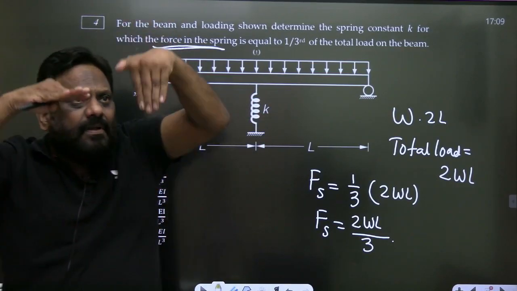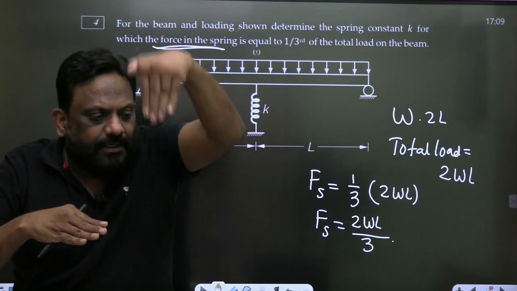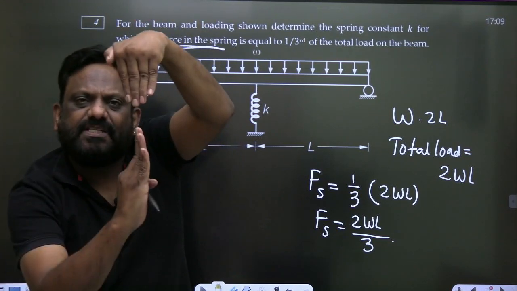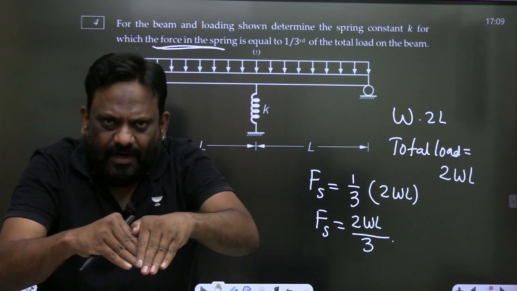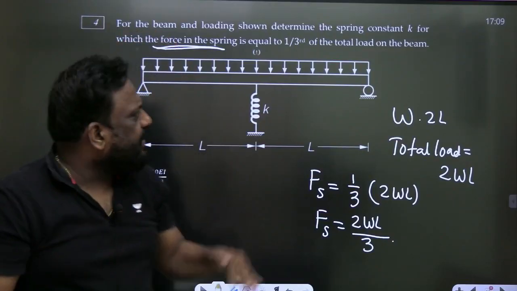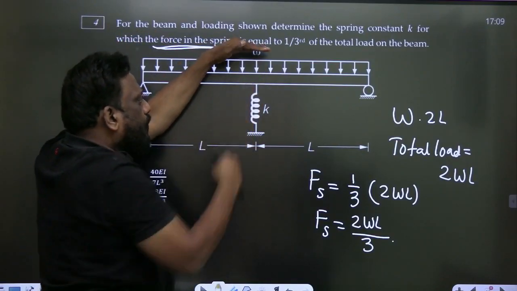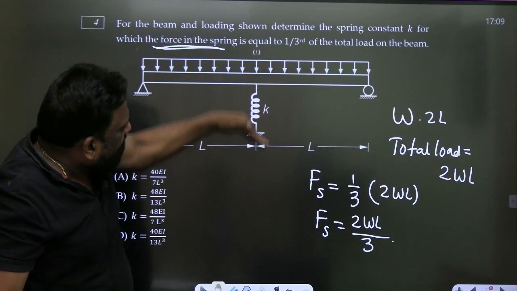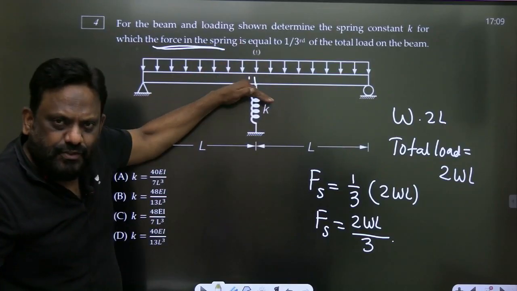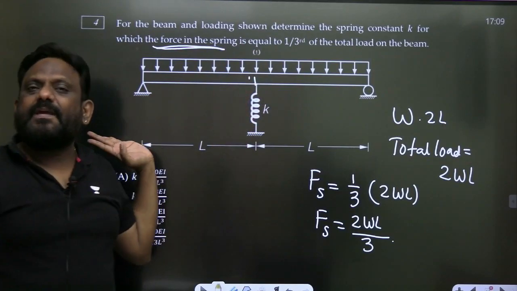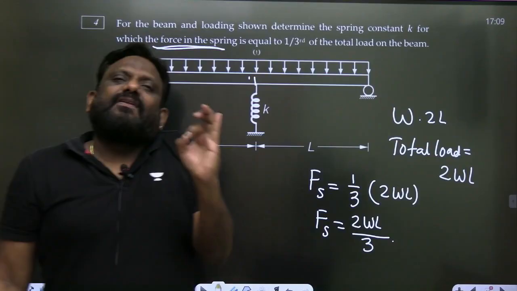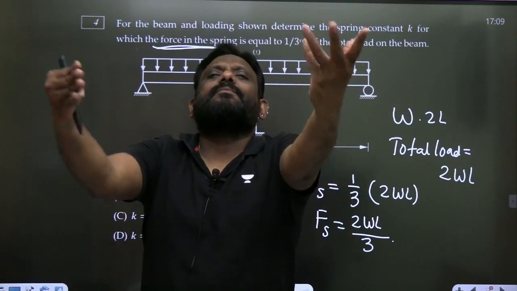जितना beam due to UDL it is deflecting. Due to spring it is deflecting. Net downward should be equal to whatever net deflection is taking place under the influence of these two, that will be the deflection of the spring. So I will calculate the net deflection of the beam. That will also be the deflection of the spring.